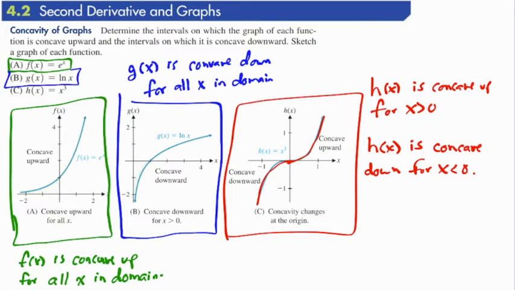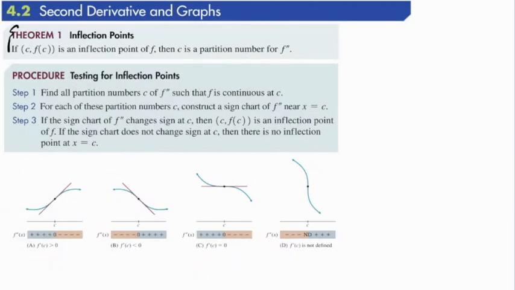And we have a special name for this point here. The point at which a graph changes from concave up to concave down is known as a point of inflection. Theorem 1, inflection points. If the ordered pair C, f of C is an inflection point of f, then C is a partition number for f double prime of x.